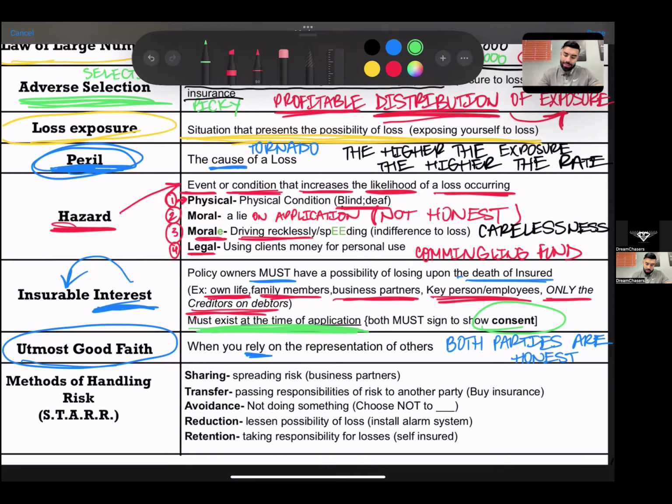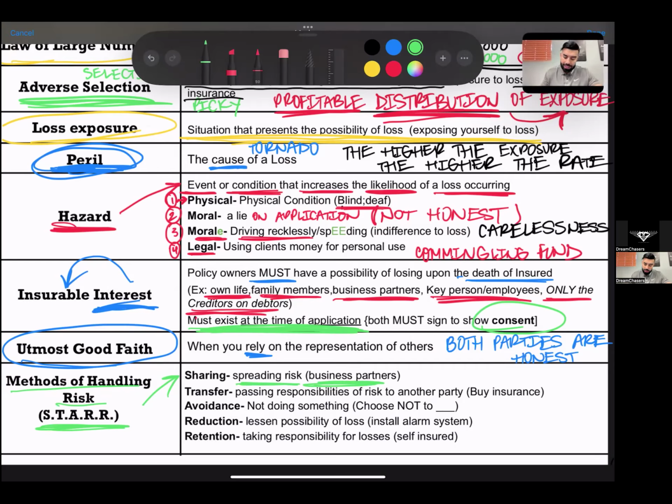Now, lastly, are the methods of handling risk. These are five different ways an individual can handle risk. The acronym for that is STAR with two R's. Easy way to remember it. So the S in STAR, the first one, is sharing. When you're sharing risk, you're spreading it between business partners. So let's say we own a restaurant together. You're paying 50% of the insurance. I'm paying the other 50%. We're spreading the risk, right? We're sharing the risk. So we're going half and half on it.